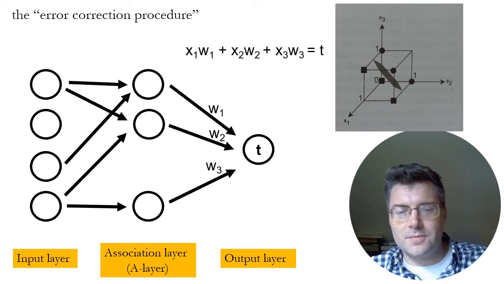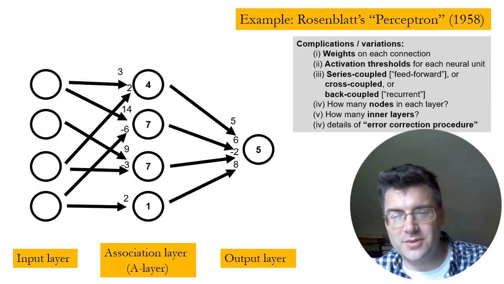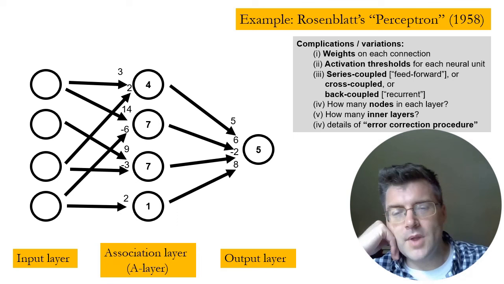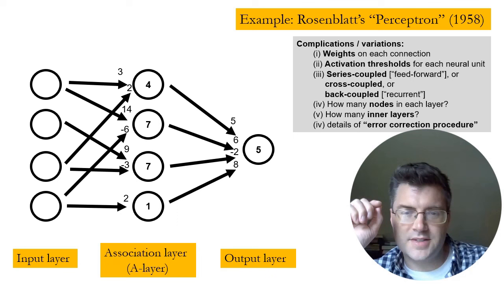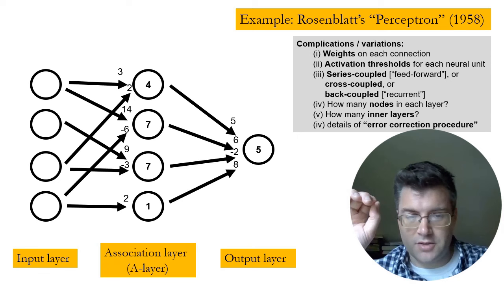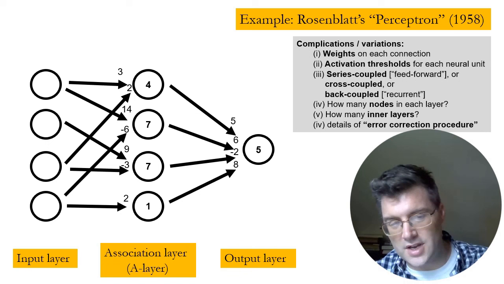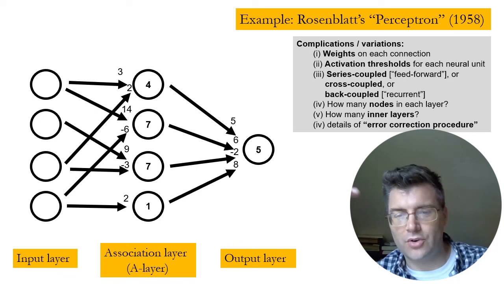Now, in the subsequent years of development of the perceptron and similar systems, artificial neural networks more generally, there have been a number of variations on this model. And we will look at some of them in a lot more detail relatively soon. But one thing to notice is that the system displayed here is a series coupled or feed forward network, because the only signals that are sent from one neuron to another are just sent in one direction. The input layer always sends the association layer, not vice versa. The association layer always sends the output layer, not vice versa. None of the later layers send information back to earlier layers, and none of the layers have connections between neurons in the same layer.